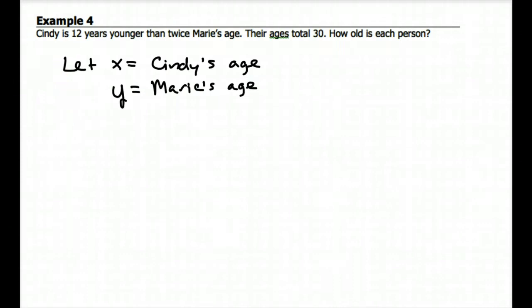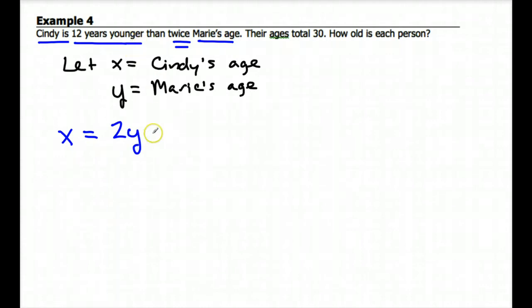Okay, so our first equation tells us that Cindy is 12 years younger than twice Marie's age. So Cindy is means I can write X equals 12 years younger means I'm going to take Marie's age. Actually, I'm going to take twice Marie's age, so 2 times Y. And younger than would be the same as less than, so I can subtract from that 12. So X equals 2Y minus 12. Your second equation says their ages total 30. That just means their ages add up to 30. So X plus Y equals 30.